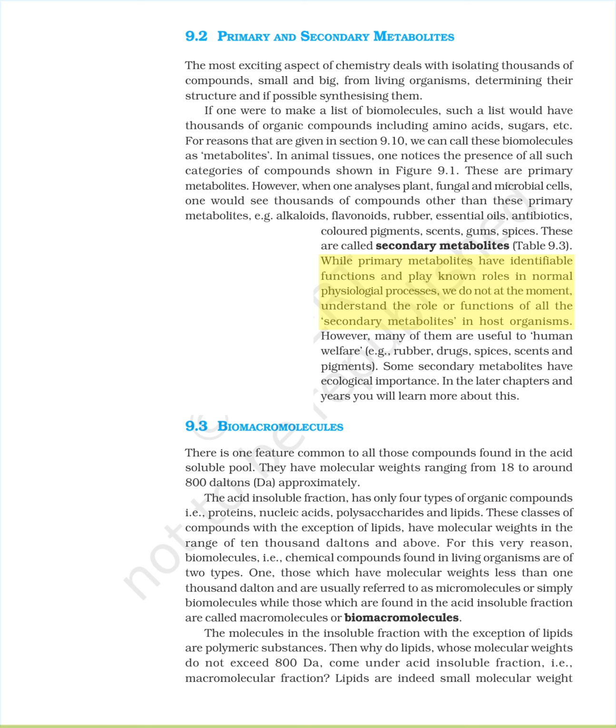While primary metabolites have identifiable functions and play known roles in normal physiological processes, we do not at the moment understand the role or functions of all the secondary metabolites in host organisms. However, many of them are useful to human welfare, e.g., rubber, drugs, spices, scents, and pigments. Some secondary metabolites have ecological importance. In the later chapters and years you will learn more about this.